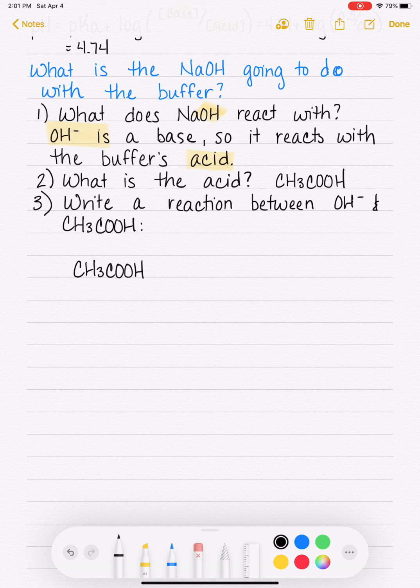CH3COOH plus the hydroxide OH minus. This is going to be an acid-base reaction. We said the hydroxide is a base, which means that it is an H plus acceptor. So the hydrogen from the acid is going to move itself on over to the OH minus, and we're going to get CH3COO minus and water. So that's the reaction that is going to occur.